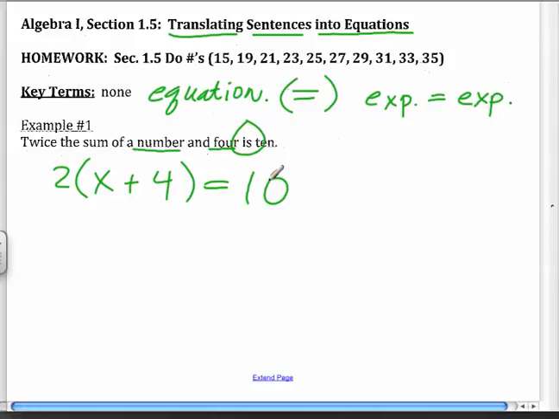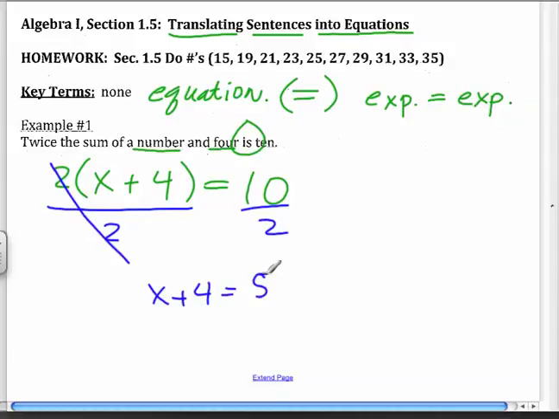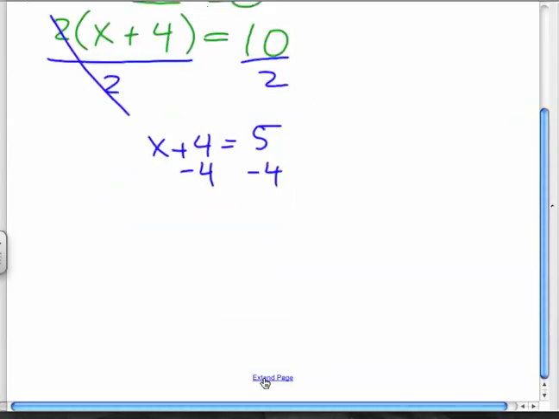Do you see that I could also do this, even though it didn't ask me to? I have two things being multiplied, the 2 times the quantity, so I could divide both sides by 2. That cancels, and I'm going to get x plus 4 is equal to 5. And then I can just subtract the 4 and I'm going to get x is equal to 1. We could do it that way, but this was an easy one for us just to look at and tell what it had to be. Sometimes they get a little more complicated than that.